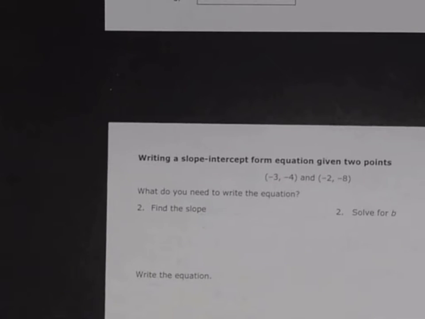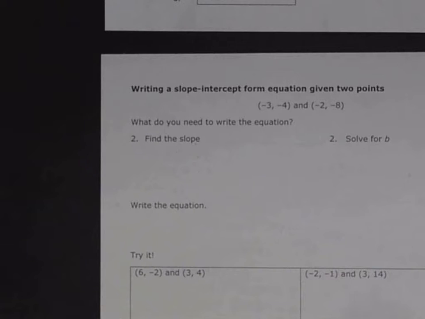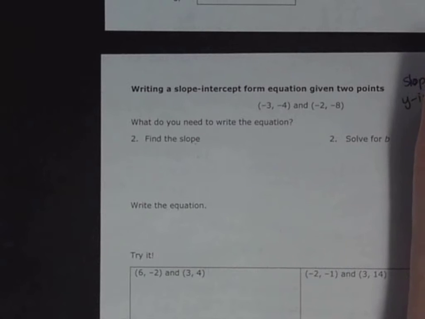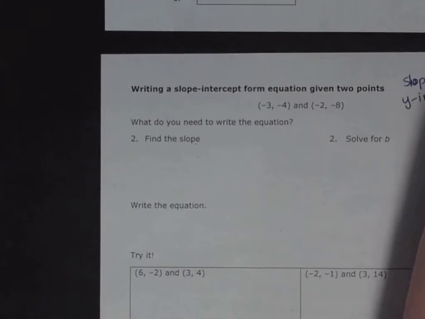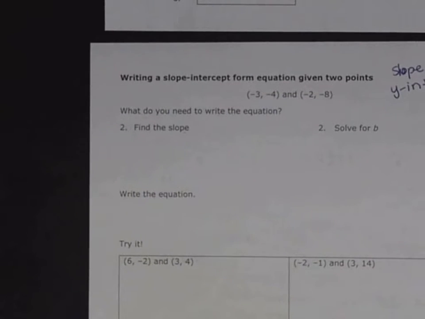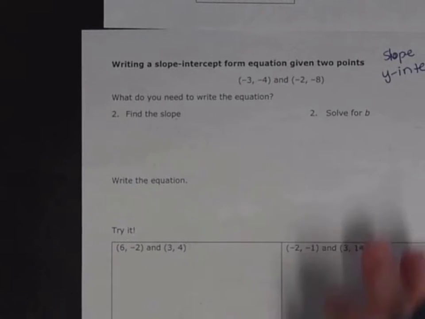So what do we do when there are 2 points? Remember, we need 2 things to write the equation. We need slope and the y-intercept. And with 2 points, we can use the slope formula and find what our slope is, and then use that to find our y-intercept.